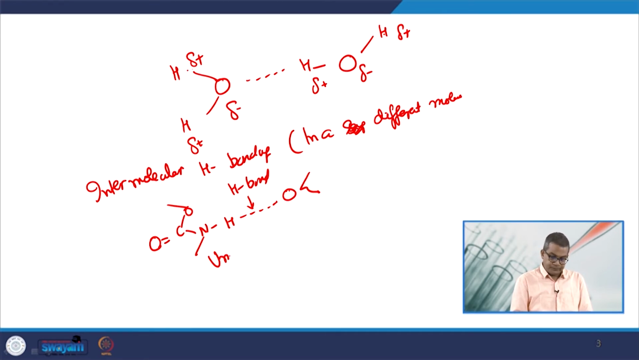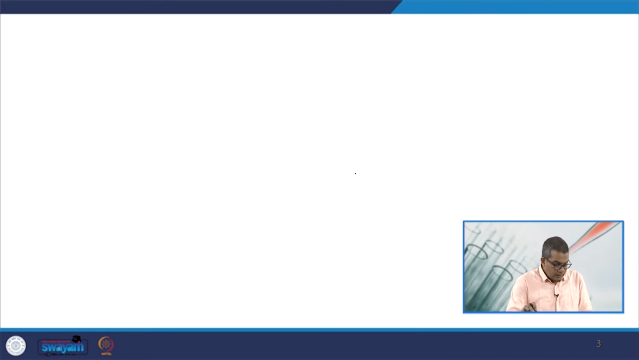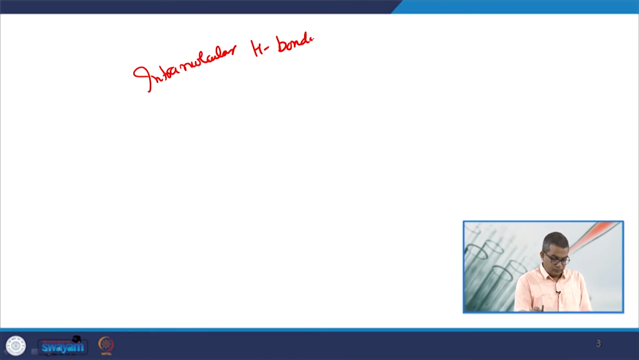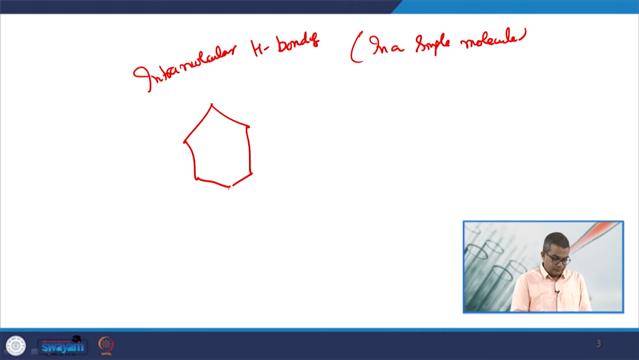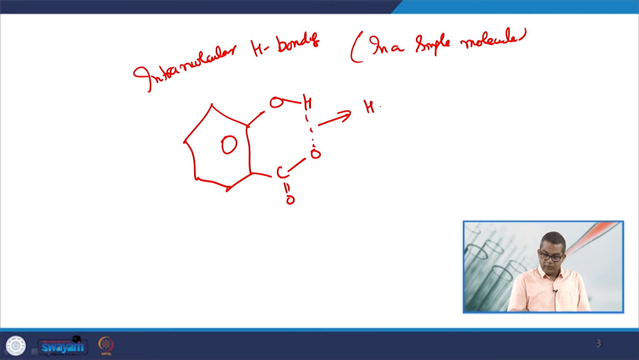So, this is urethane ether complex. Now, another one is the intramolecular H bonding. Now, this is in a single molecule. Now, it is just like this. Now this is H bond.